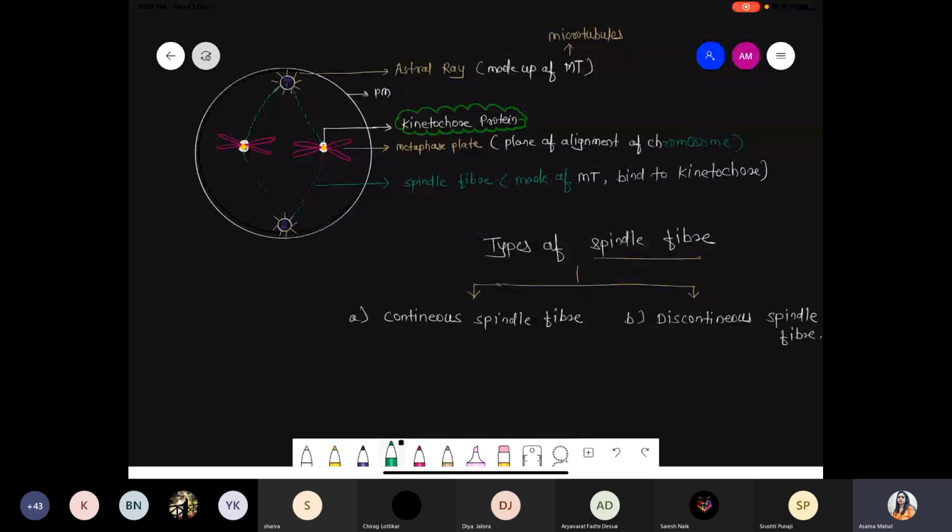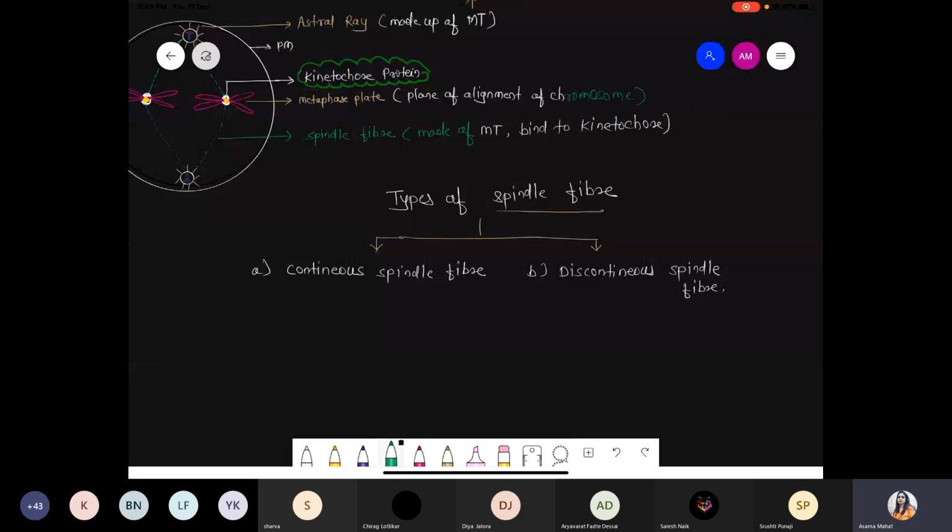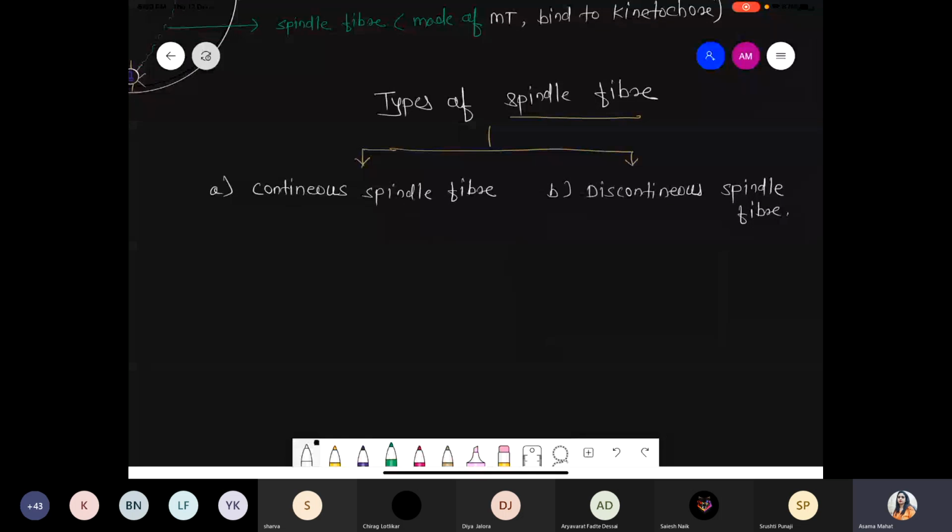Now, we are talking about types of spindle fiber based on their exact position. There is the continuous spindle fiber and the other one, the discontinuous spindle fiber. First of all, the continuous one. Continuous spindle fibers run from pole to pole. Please write it down: the spindle fibers that run from pole to pole. Such a type is called the continuous one.